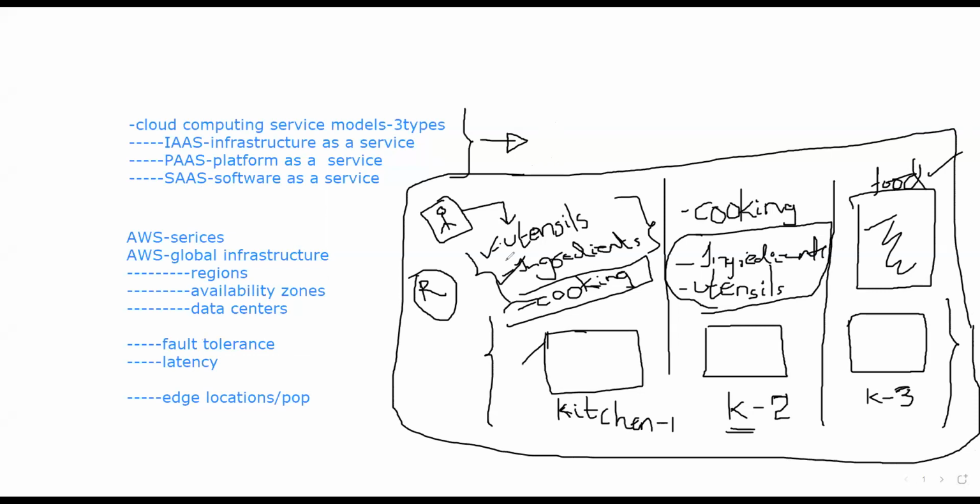In kitchen one, we are responsible for the infrastructure we are taking. This kind of service we also have in AWS. In cloud computing, we call it Infrastructure as a Service. What do we mean by Infrastructure as a Service? It means whatever infrastructure we are taking, it is our responsibility to manage that. Similarly, we have Platform as a Service.